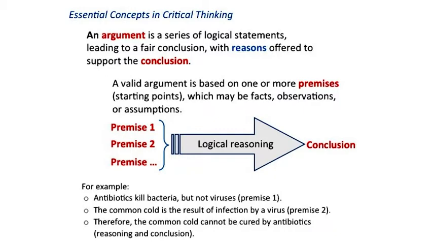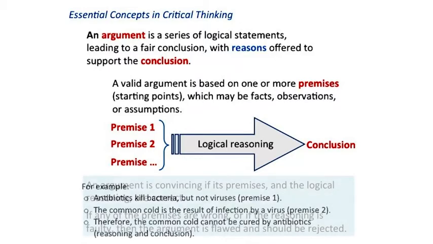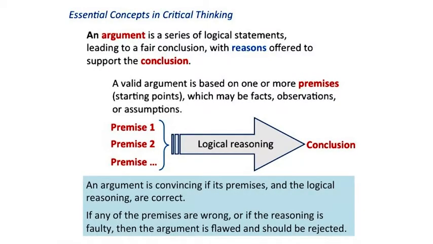Because we can be confident that both our premises are correct and the logic that links them to the conclusion is correct, then we can also be confident that the argument is a valid one. In general terms, an argument is convincing if its premises and the logical reasoning are correct, and its conclusions can be accepted as true. If any of the premises can be shown to be incorrect, or if the logical reasoning is faulty, then the argument is flawed and should be rejected.